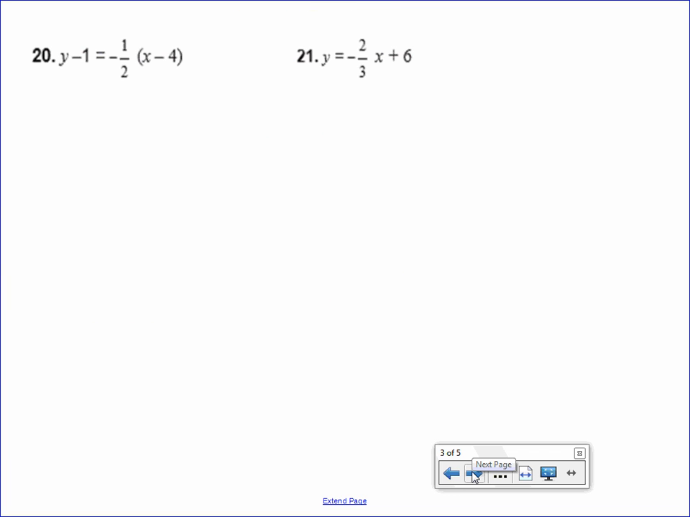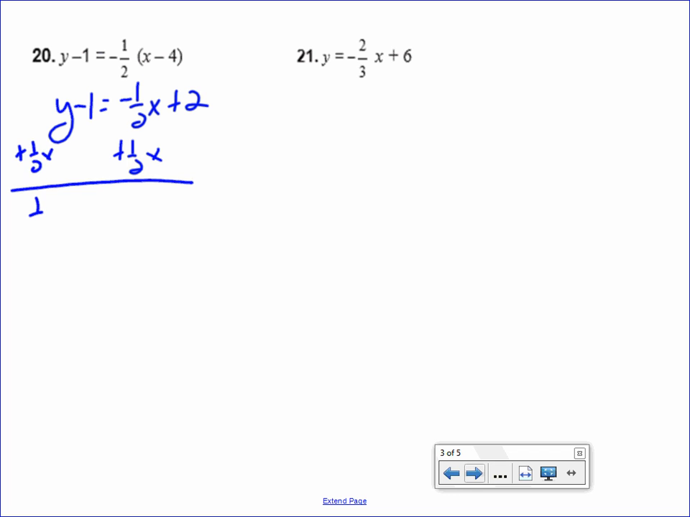Okay, now this next one. The first thing I'd have to do, again, I'd have to distribute to get rid of my parentheses. So I'd have y minus 1 equals a -1/2 x plus a 2. So now, how do I move my x's? I would have to add a 1/2 x. So I add 1/2 x, and now I've got a 1/2 x plus a y minus a 1 equals 2. If I added 1, I'd be left with a 1/2 x plus y equals 3.